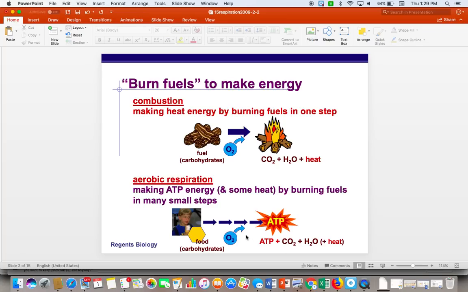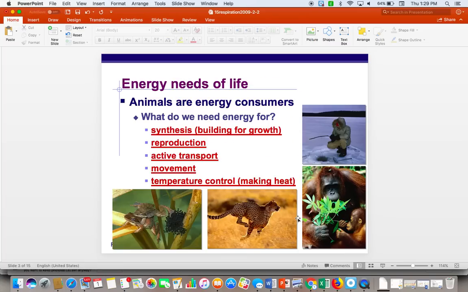So think of it like this. When you need a lot of ATP, like when you're running or you're using your muscles, then you're going to breathe harder to take in more oxygen. You're also going to feel hot because of that combustion reaction that's going on inside of you. So we use ATP for all kinds of things. There's y'all's favorite picture of the frogs reproducing.